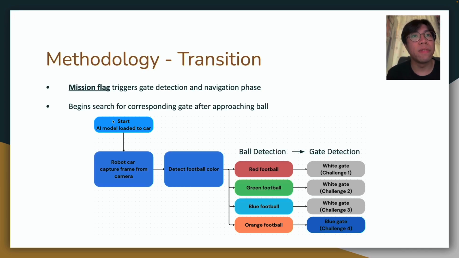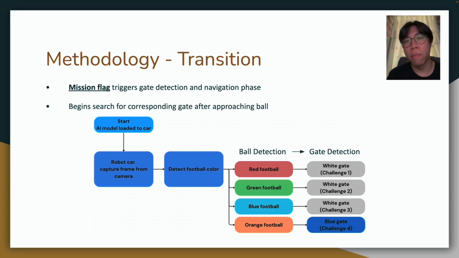And here is the flow chart of the code logic. When the robot car detects the football color, for example the red football, it will enter the red football loop, which means it is doing the first challenge. After the robot has obtained the red football, it will start finding the white gate. If the robot at the beginning detects the orange football, then it will start to find the blue gate. This method can avoid the robot detecting other unrelated gates.